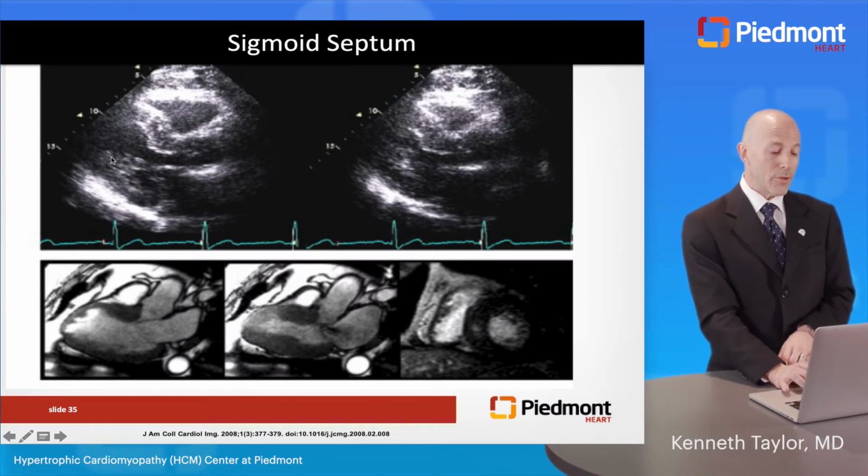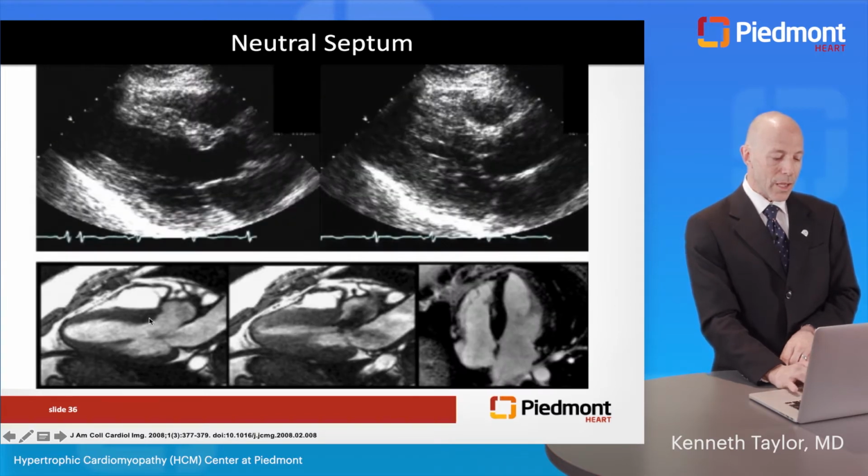A sigmoid septum is kind of the classic subaortic obstruction where you get this focal thickening right under the aortic valve or right in the outflow tract with classic systolic anterior motion of the mitral valve. Here's an echo and here are MRI images showing this during diastole and during systole. You can actually see the mitral septal contact and a little mitral regurgitation here.